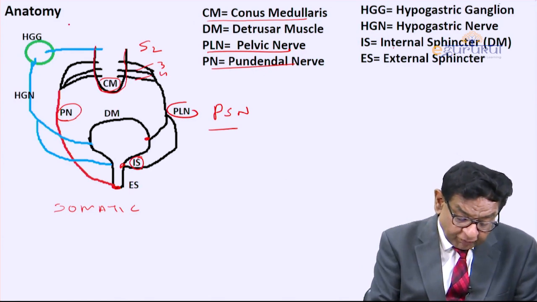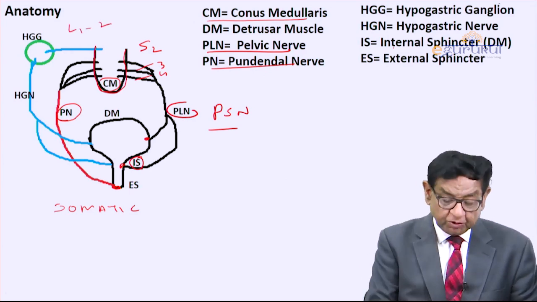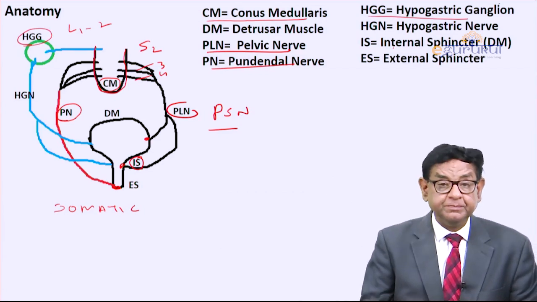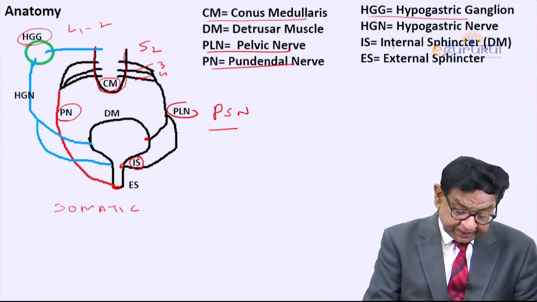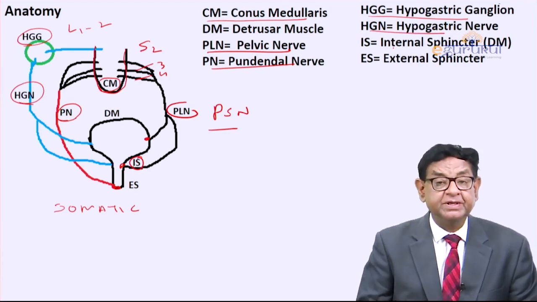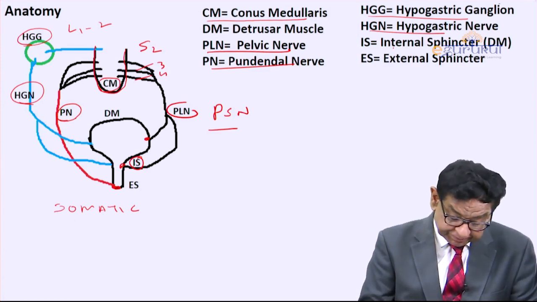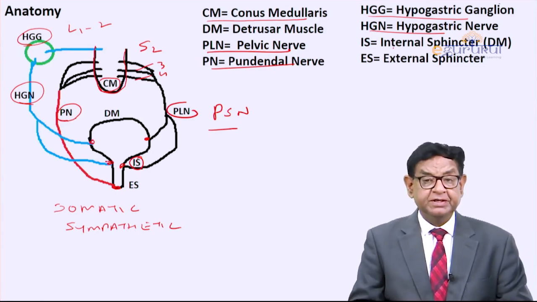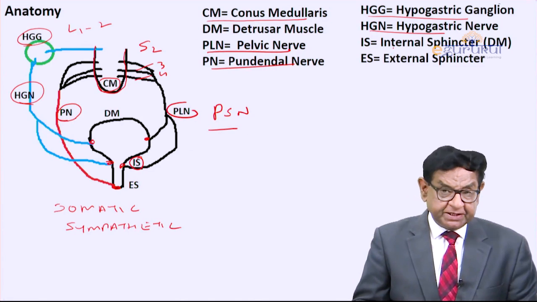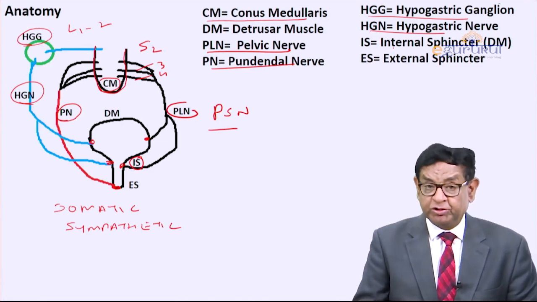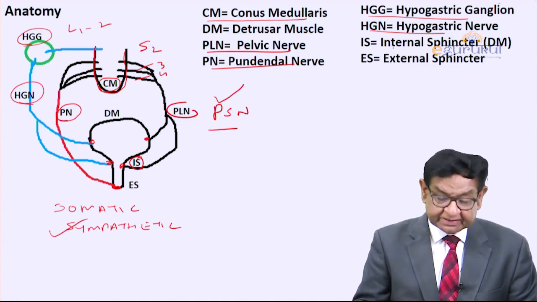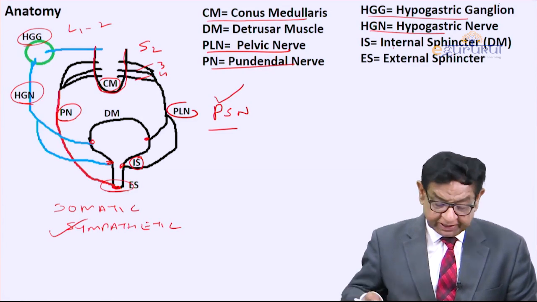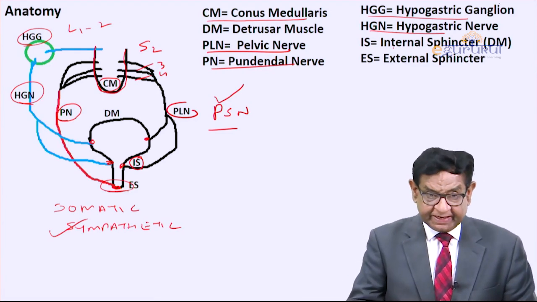Now from the L1, L2 segments, roots arise and go to the hypogastric ganglia. From the hypogastric ganglia, you get the hypogastric nerve, which is a sympathetic nerve. It also supplies the detrusor and internal sphincter. Point to be noted in the anatomy: the detrusor and the internal sphincter are supplied by autonomic nerves, that means parasympathetic as well as sympathetic. And the external sphincter is supplied only by the somatic nerve, that is the pudendal nerve. This is the basic anatomy.